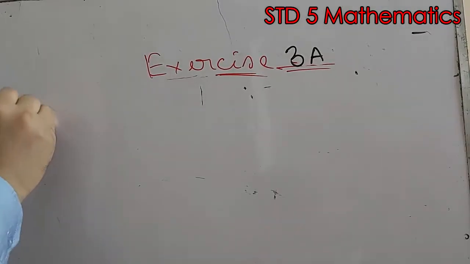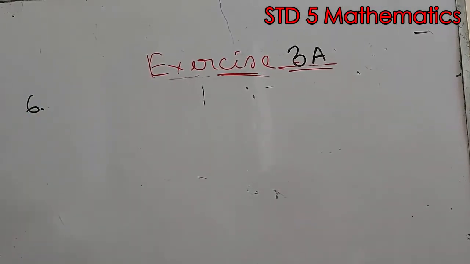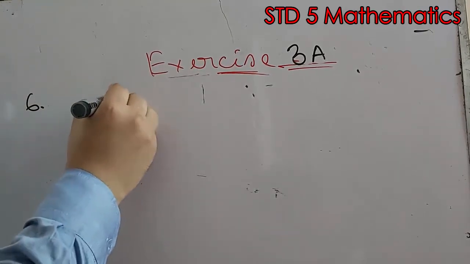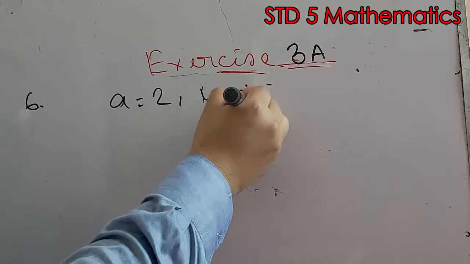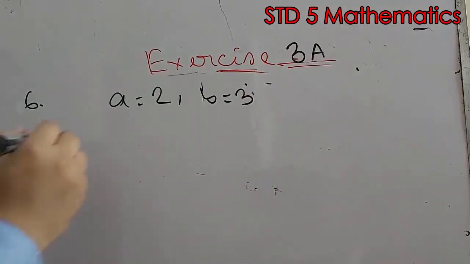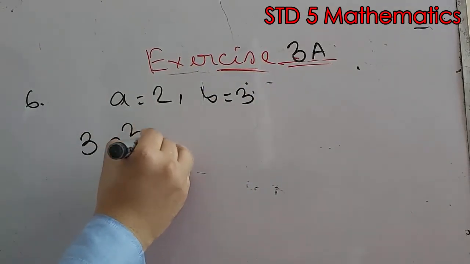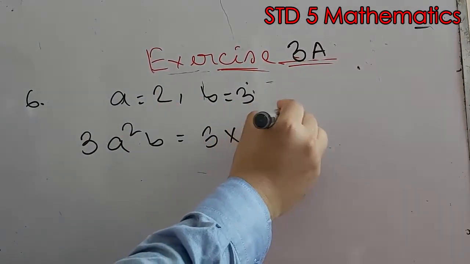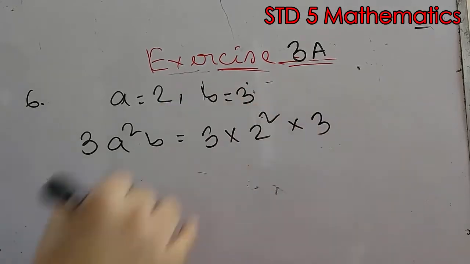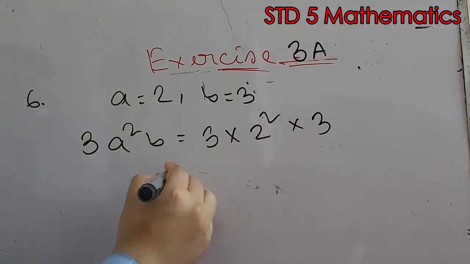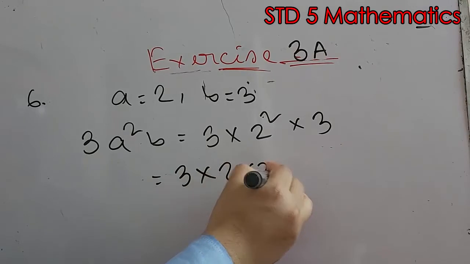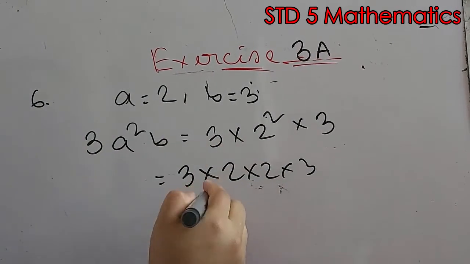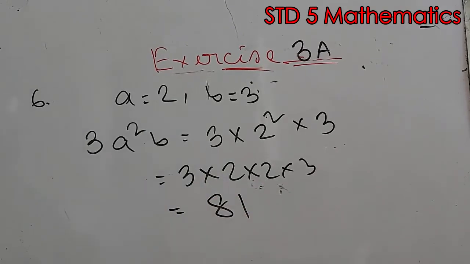Now, number 6. Number 6 says, find the value of 3a square b when a equals 2, b equals 3. Now, we have to find out the value of 3a square b. 3 into a represents 2, so 2 square, into b represents 3. That means b equals 3. Now, that will be 3 into 2 into 2 into 3. So, now we have to multiply. 3 twos are 6, 6 threes are 18... that is, 3 into 2 into 2 into 3 is 36. So 36 will be the answer of number 6.